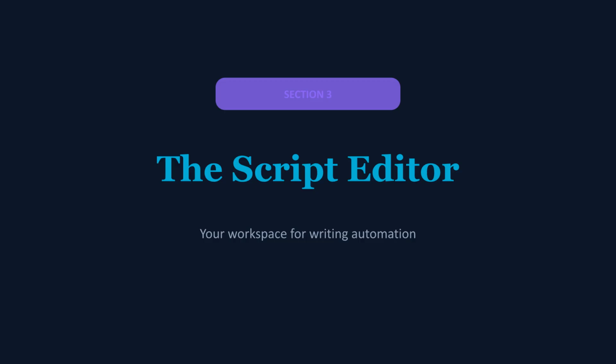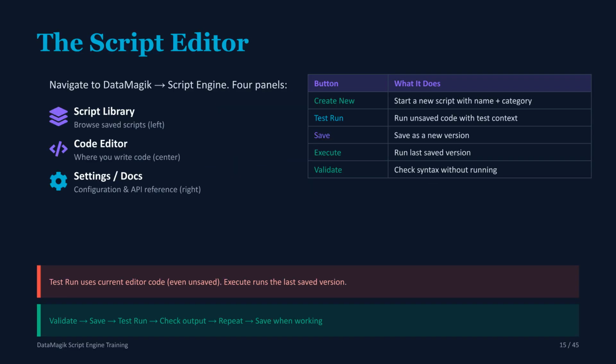Section 3 covers the script editor, your workspace for writing automation. The script editor is accessed in DataMagik and has 4 panels: the script library, the code editor, and the settings/docs. The test run button executes the current code, even unsaved, while execute runs the last saved version. The workflow is validate, save, test run, and check output.